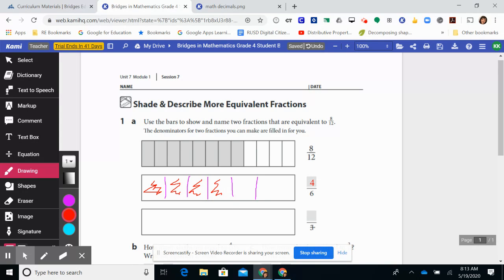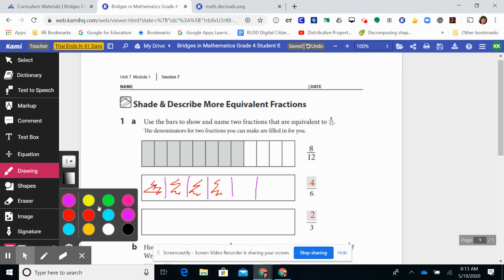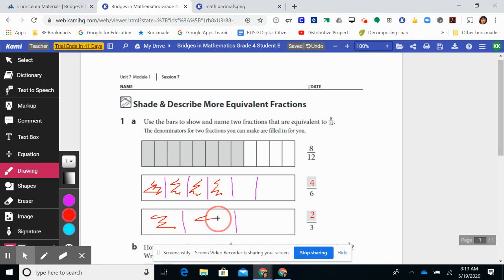And then I know that I can have a denominator of 3 to be equivalent with 8/12 because I know that 4 goes into 12 3 times, and I know that 4 goes into 8 2 times. So 2/3 is also equal to 8/12. I'm going to put 2 there, and I'm going to show 2/3 with my drawing tool. I'm going to separate this whole rectangle out into 3 parts because my denominator is 3. My numerator is 2, so I'm going to color in 2 out of 3.